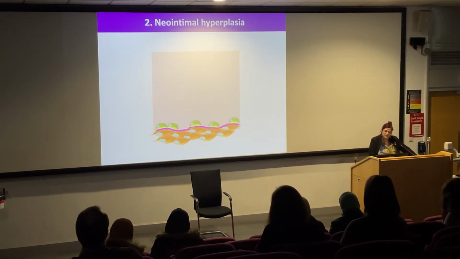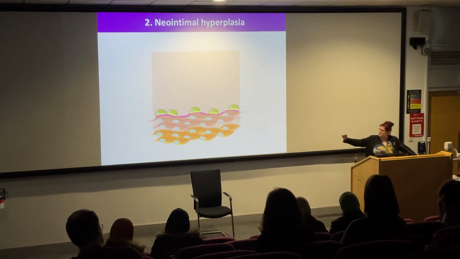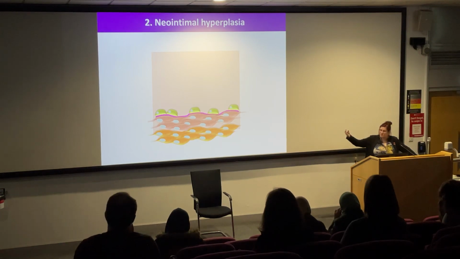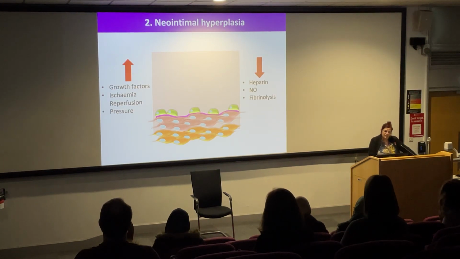And what that looks like in the vessel itself, this is our normal blood vessel. We've got a bit of an endothelial cell loss there. And what happens is your smooth muscle cells underneath those endothelial cells start to proliferate, so that the endothelial layer is going to move inwards and become thicker. And that's because of your growth factors, your ischemia reperfusion and your pressure.